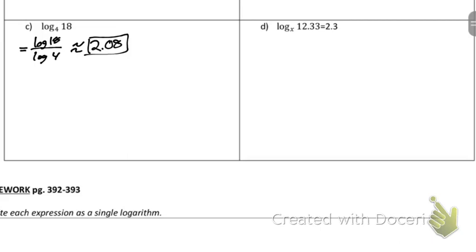Well, if this was a 3 and I wanted to get rid of that log, I would just raise everything to an exponent of base 3. Well, this has a log base x. So let's raise everything to an exponent with base x. So I have log base x of 12.33 is going to equal x to the 2.3. The whole point of doing this is log base x is going to cancel out with exponent base x. And now I have 12.33 equals x to the 2.3.